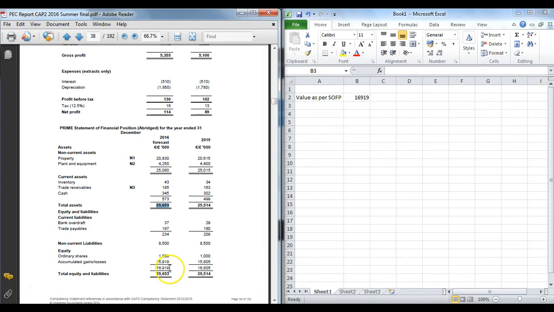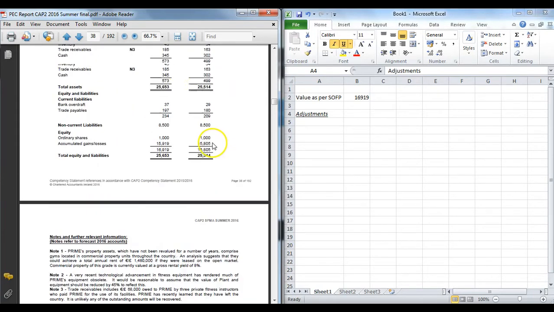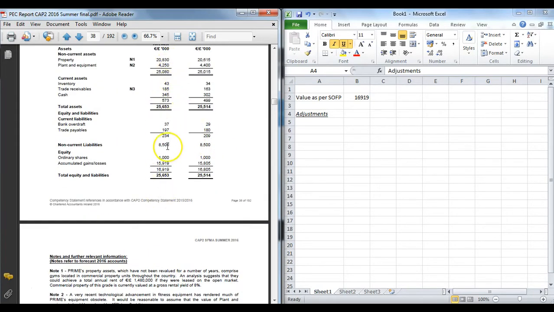Sometimes the examiner can be very tricky and not put in this subtotal at all, and a lot of students will take the incorrect figure. So once we have started with the book value as per the SFMA, we then note, is there any adjustments to be made to get to a more updated net asset value at the end of December? And we're told three pieces of information based on the accounts we have.